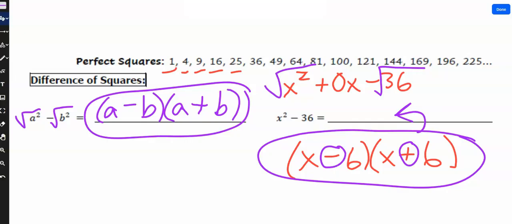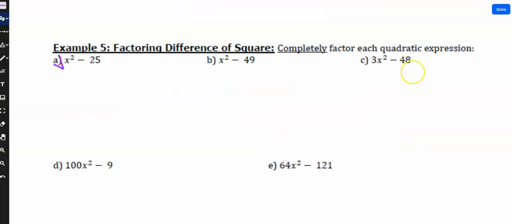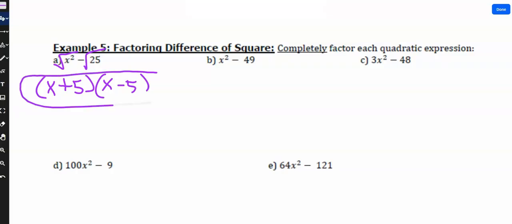So, not a bad thing at all. Very, very simple, very, very straightforward. We'll see some more examples here in a second. All right, so square root, right? That's just going to be x plus 5, x minus 5. Square root, x plus 7, x minus 7.